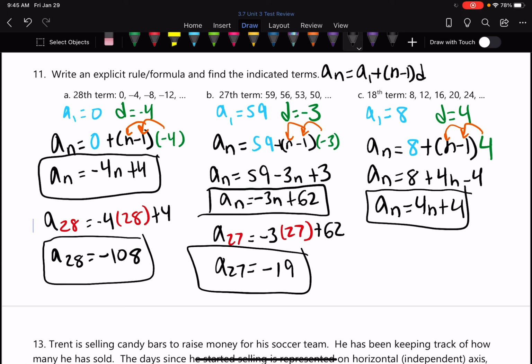And we now want to find the 18th term. So anywhere we have an n, we're going to plug in an 18. So it's going to be 4 times 18 plus 4. So our a sub 18 is going to be 76.